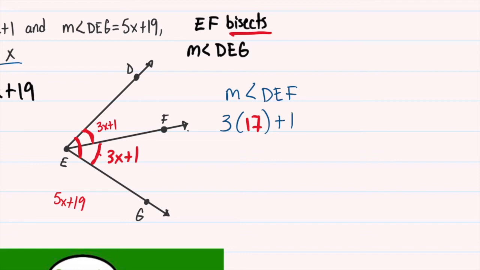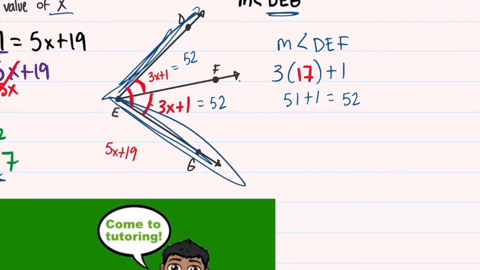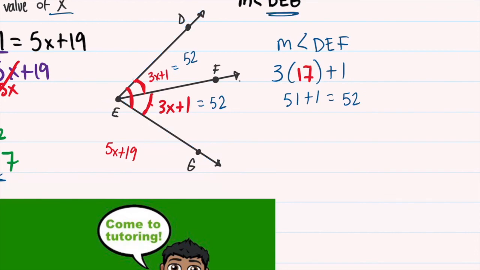So let's grab a calculator. What's 3 times 17? That will be 51. Plus 1, that's 52. So we know this angle is 52, and we know this angle is 52. And even crazier, if they asked you for DEG, what if they wanted the whole thing instead? You've got to do an extra step, or you're going to get it wrong. You're going to have to add these 52s, which will give you 104 degrees. That would have been your answer for the whole thing.